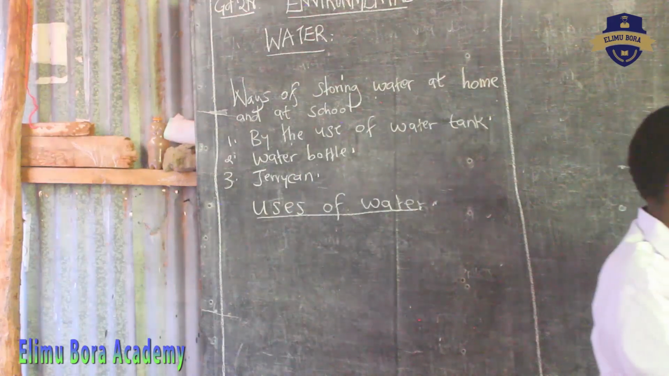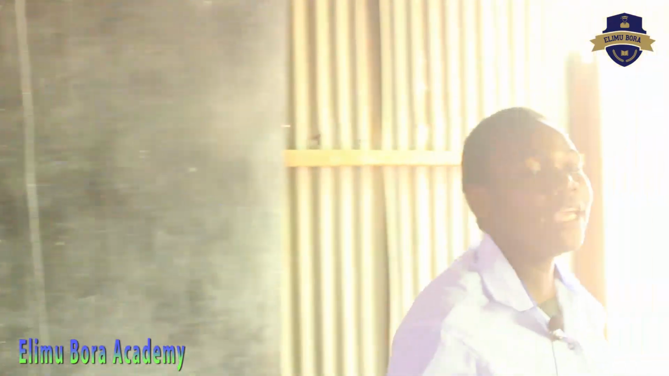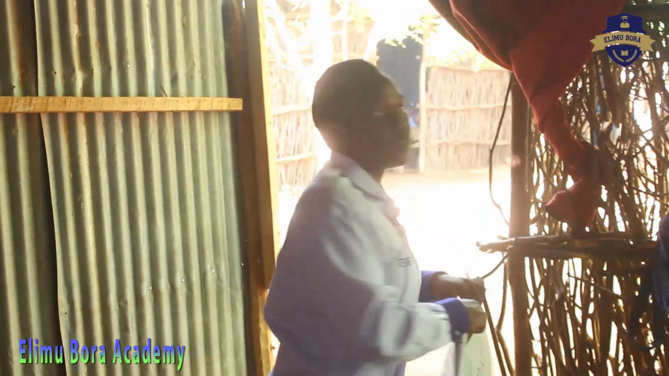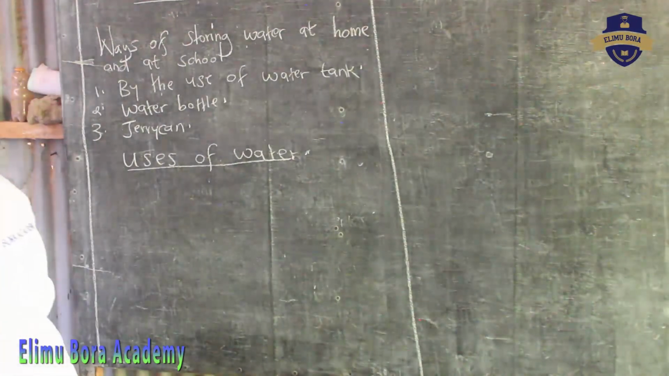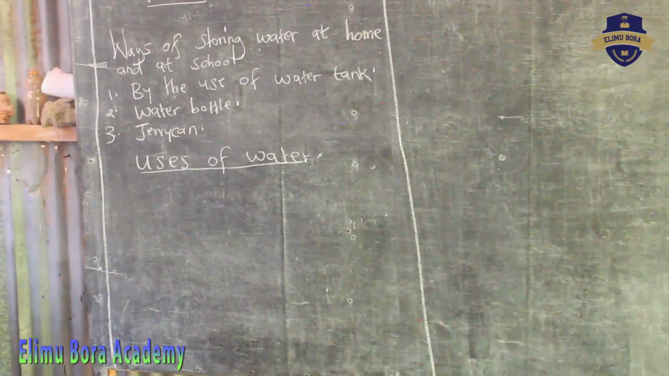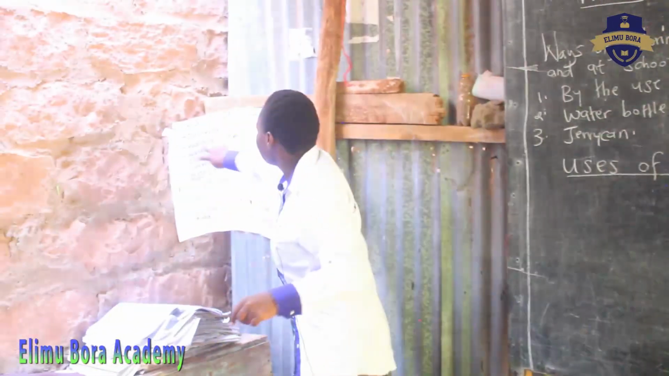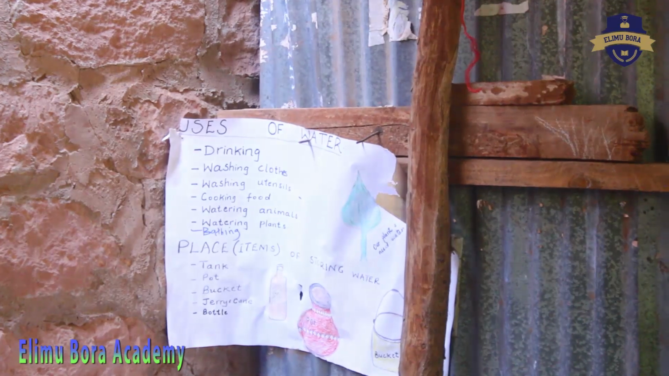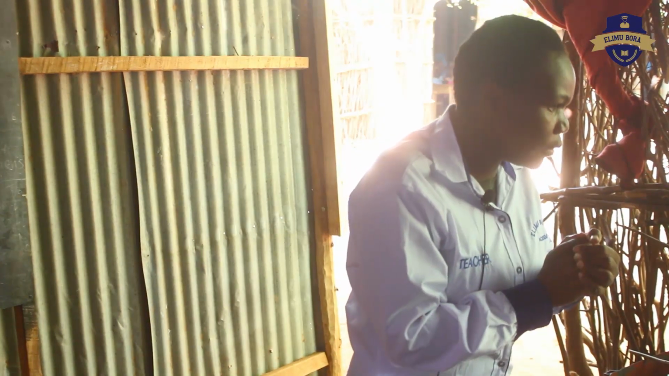Another use of water is it is used for cooking food. Water is used for cooking. Maji inatumika kwa kupika chakula. Maji inatumika kwa kupika. Water again, it is used for bathing. Water again is used for doing what? Bathing.